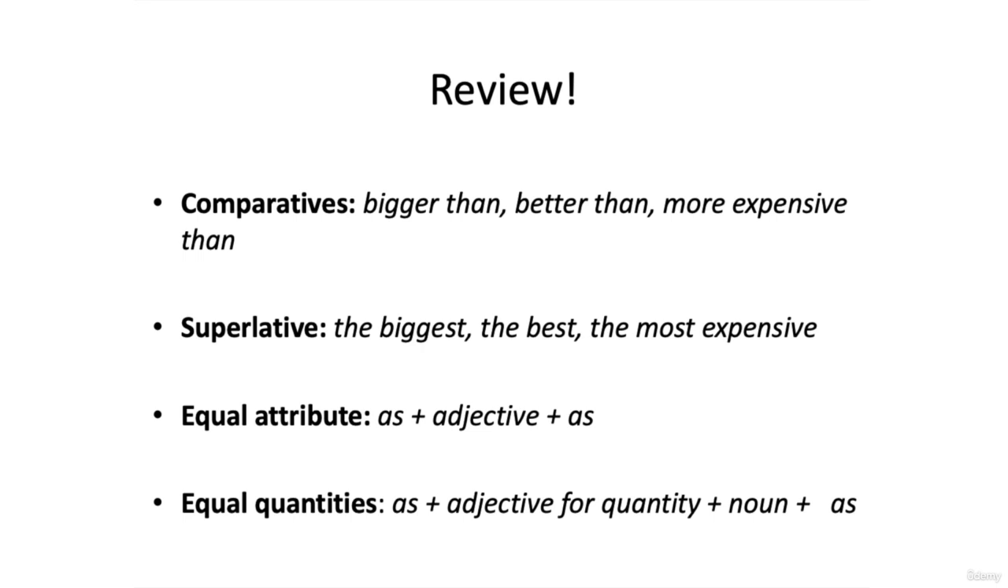We use many and few for countable nouns, and much and little with uncountable nouns. We follow the pattern as, adjective for quantity, noun, as. That's it for today. We've completed our section on adjectives and mastered the comparative and superlative forms.